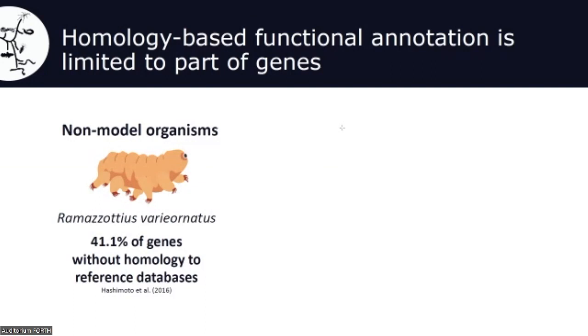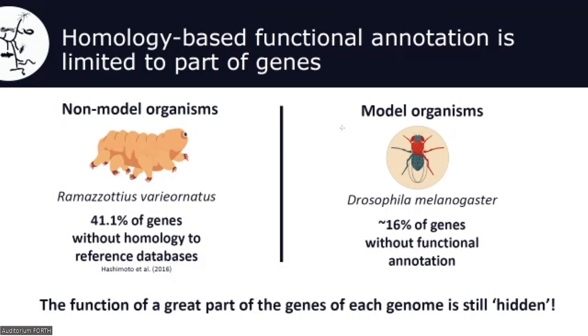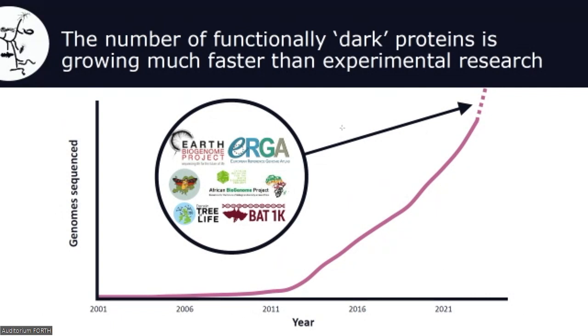The problem is that homology or sequence similarity has several limitations. So for example, this is a tardigrade species, one animal. There are like 40% of the genes for which you cannot find any homologous similarity in the reference databases. But this problem also extends to model organisms, where there is still a percentage of genes that we don't know what their function is. So a percentage, larger or smaller, of the genes in the genomes are dark, that we don't know what their function is. And with the rise of all these genomic initiatives to sequence the genomes of a lot of species, this problem is getting worse and worse because the scale of the experiments cannot cope with this speed.